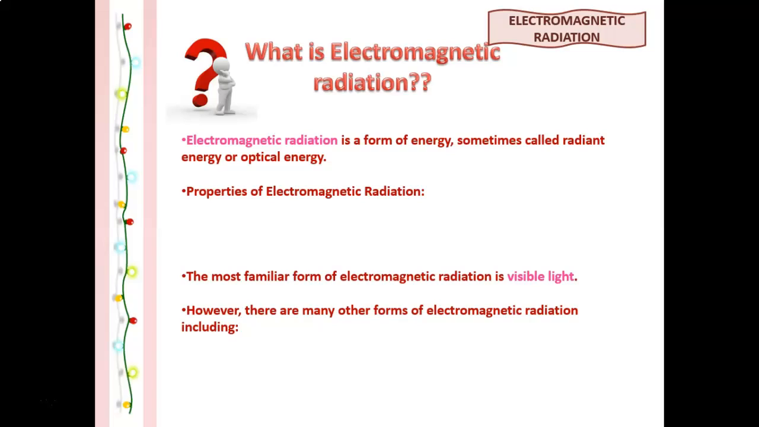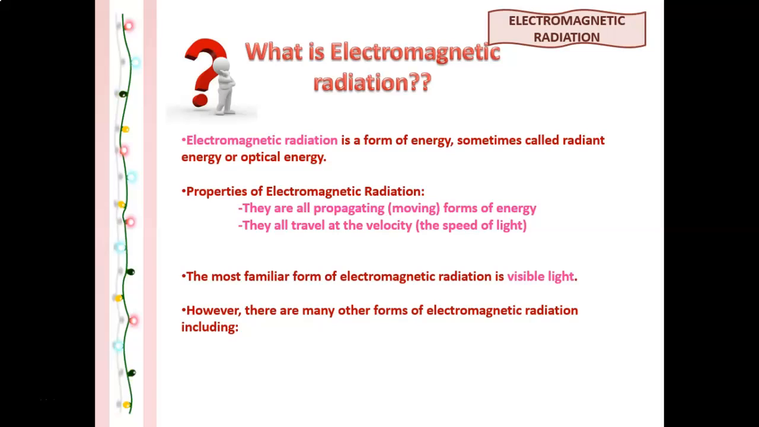Electromagnetic radiation is a form of energy, sometimes called radiant energy or optical energy. The properties of electromagnetic radiation: they are all propagating, or moving, forms of energy. They all travel at a velocity which is the speed of light, and they all have wave-like characteristics, the most familiar of which is visible light.